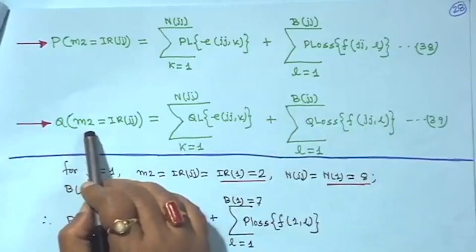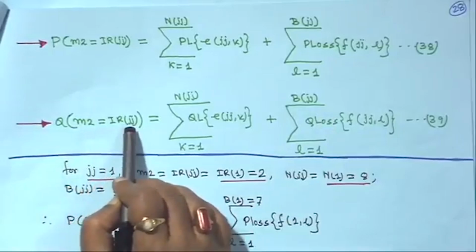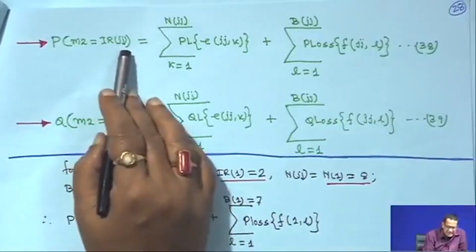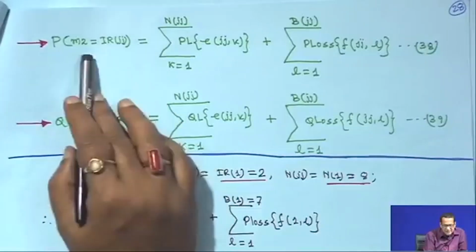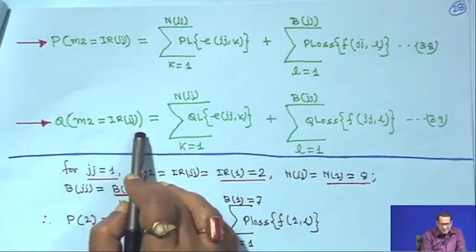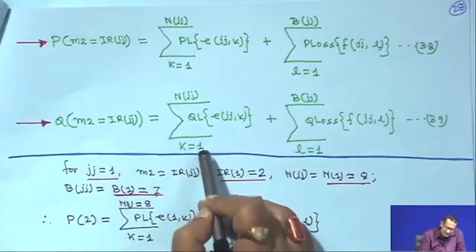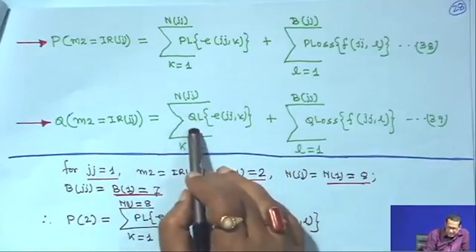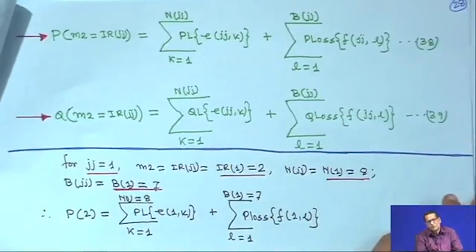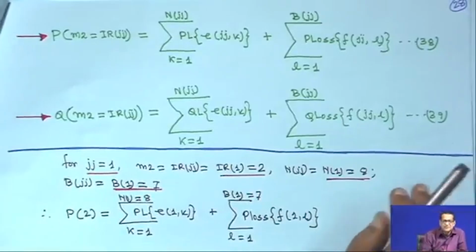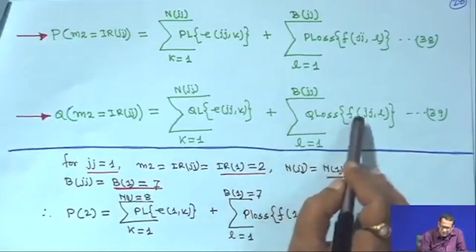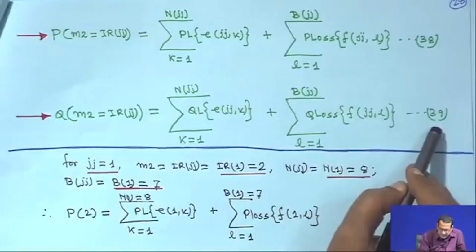Similarly, the total reactive power load fed to the receiving end, in generalized form: Q_M2 is equal to, if it is I_R(JJ) equal to JJ 1, then M_2 will be 2. So, in general, Q_M2 is equal to I_R(JJ), sum over K equal to 1 to NJJ of Q_L, with E_JJK in brackets. This matrix element will remain the same as before, so I am not explaining this one, plus sum over L equal to 1 to B_JJ of Q_loss F_JJL. This is equation 39.